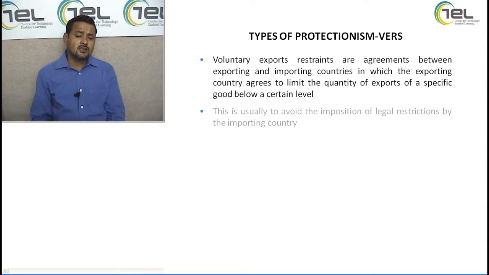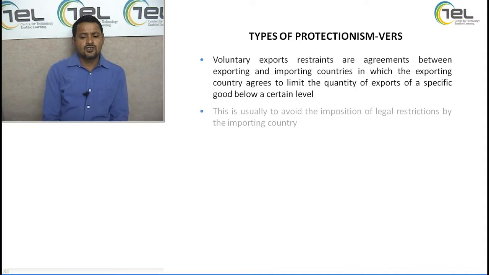But there are certain kinds of protectionism rules which are creative in nature at some places, but fundamentally they block international trade to a certain extent.